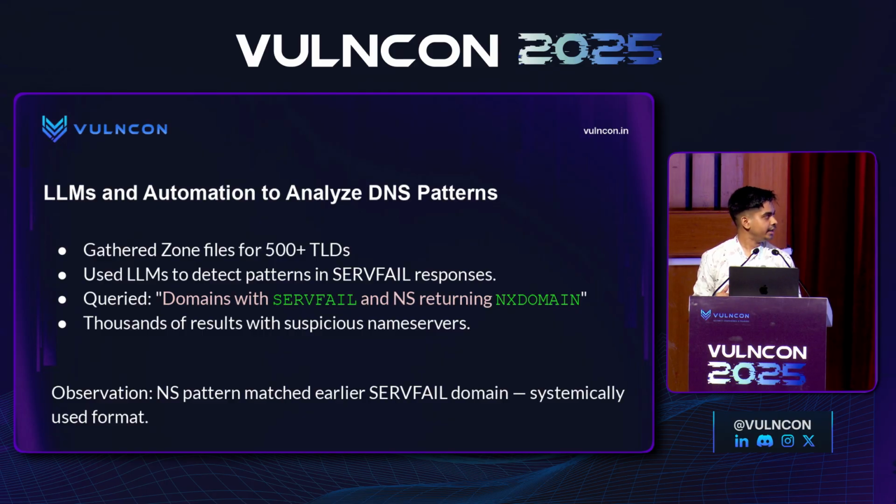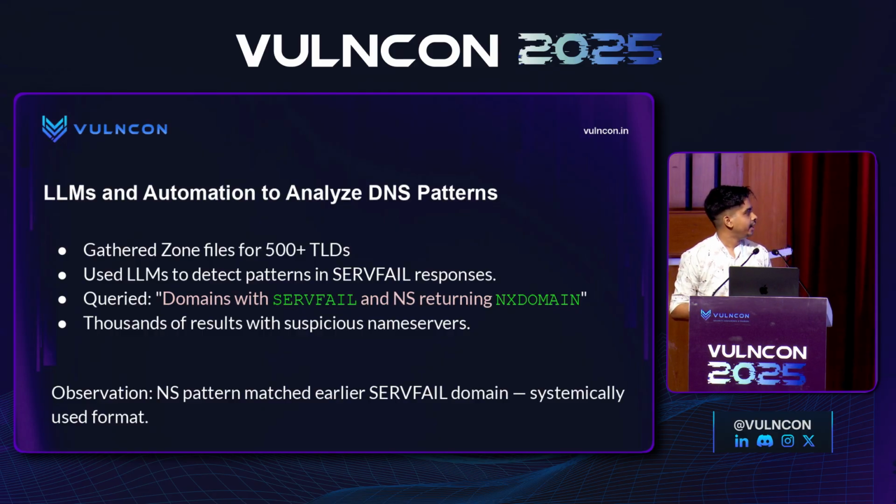So if I request ICANN for the zone file of the .com TLD, it will provide me a zone file which will contain a mapping of all possible .com domain names and their attached name servers. And I got this for 500 plus TLDs. Major TLDs were .com, .net, .io, .org, and other TLDs like country TLDs and government TLDs as well.